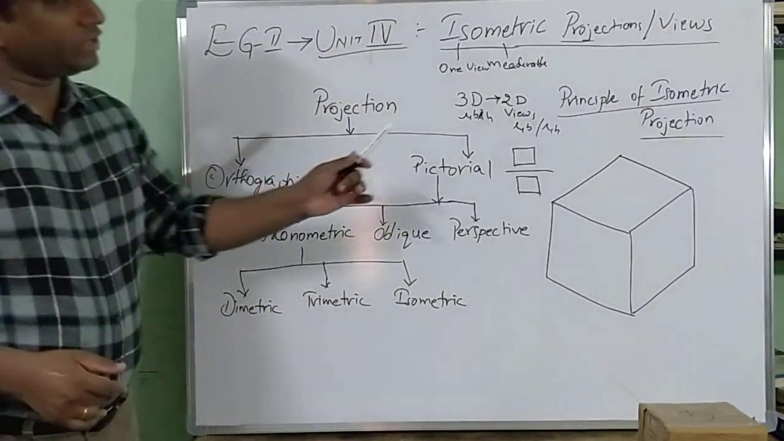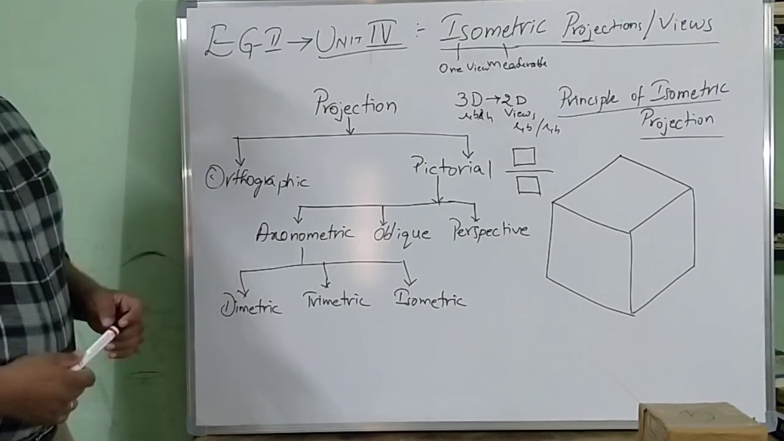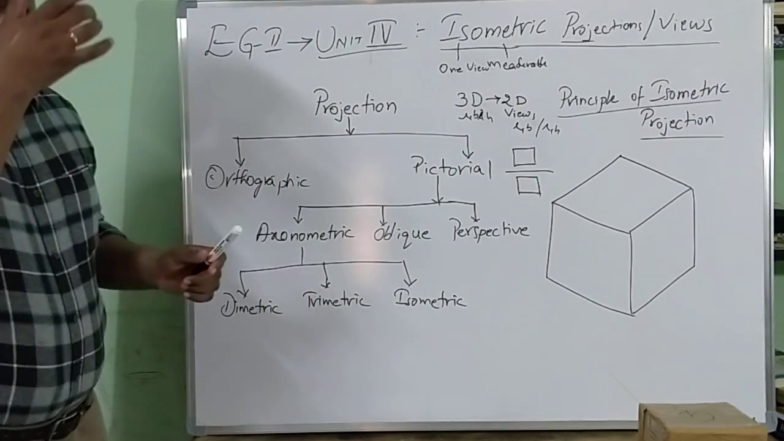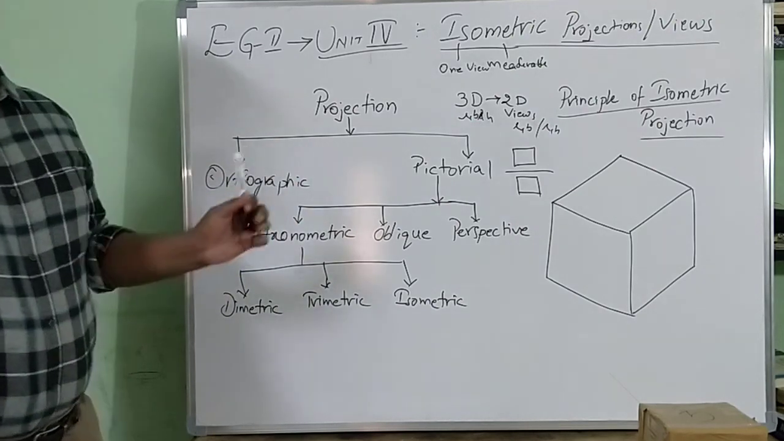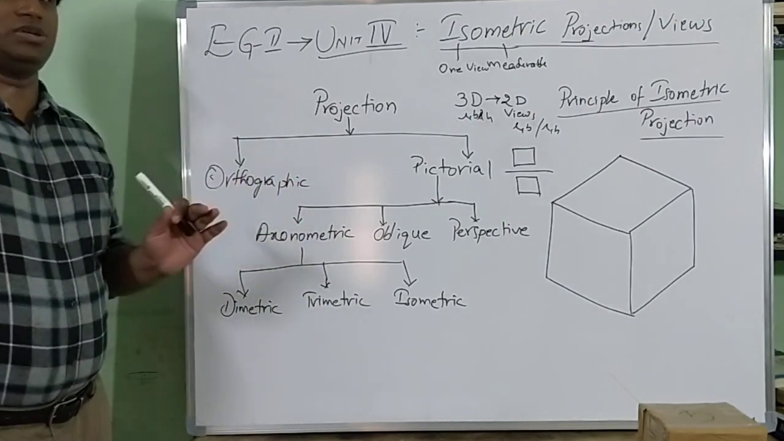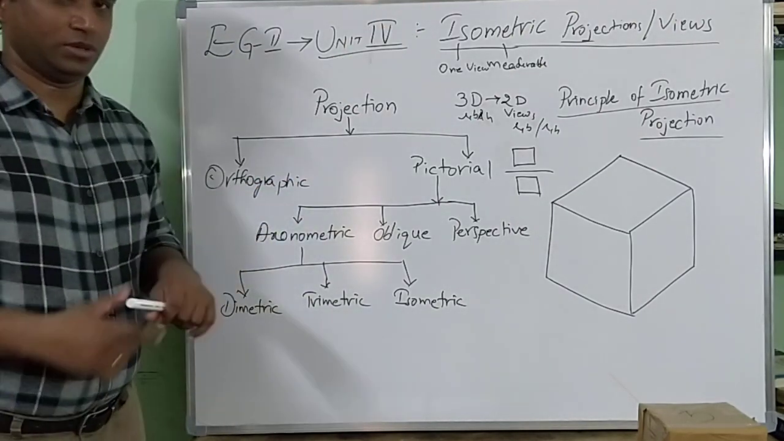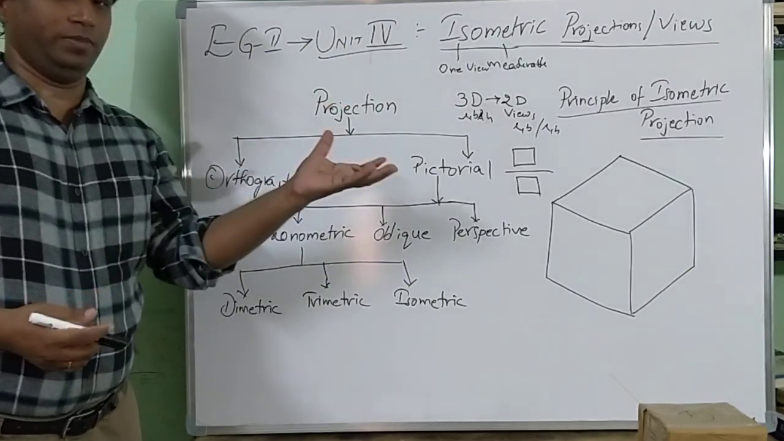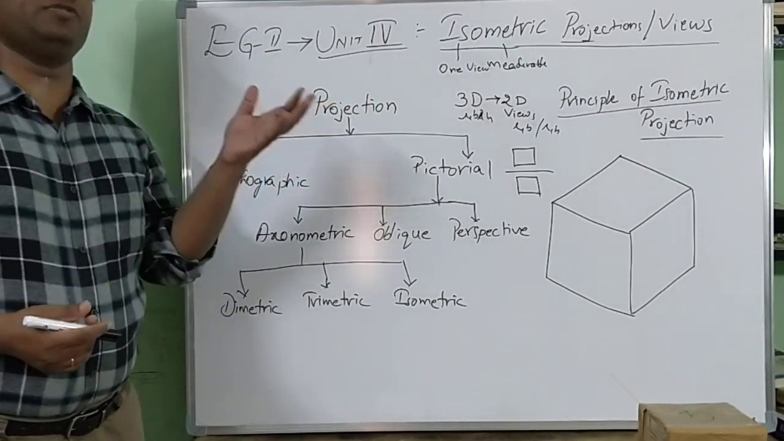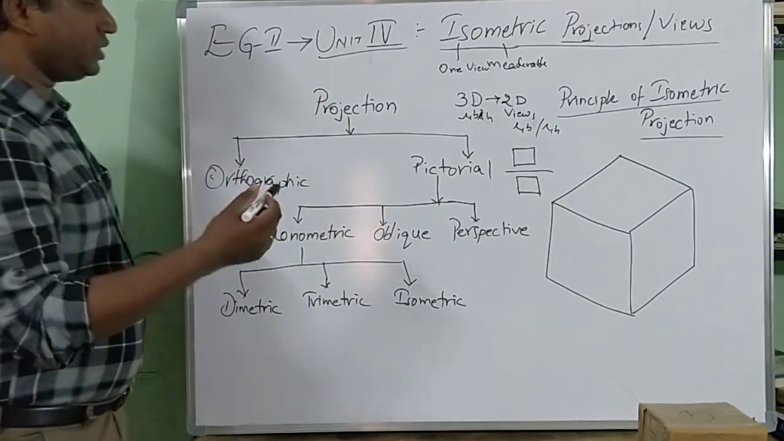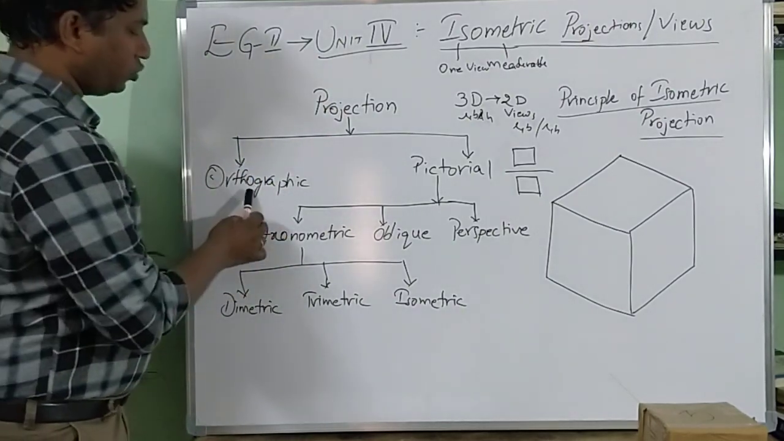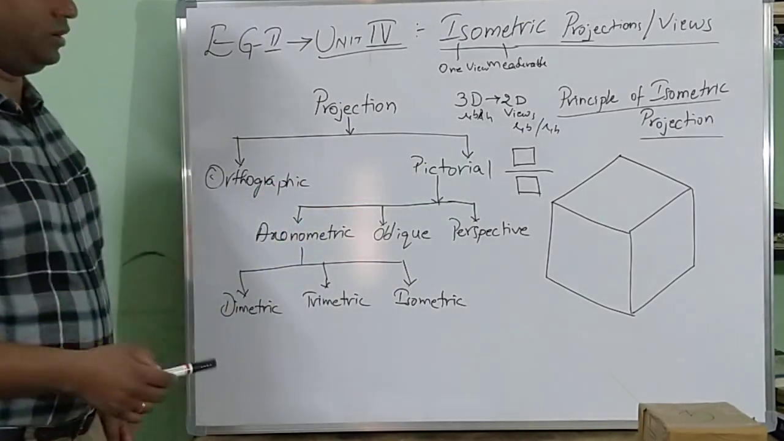Now, before proceeding to the main concept of the principle of isometric projection, what is the first topic? We will proceed to our first topic, projection. What do you mean by projection? You know the definition: showing anything with the help of views, front view, top view, side view, etc. Projections are broadly classified into two types, orthographic and pictorial.